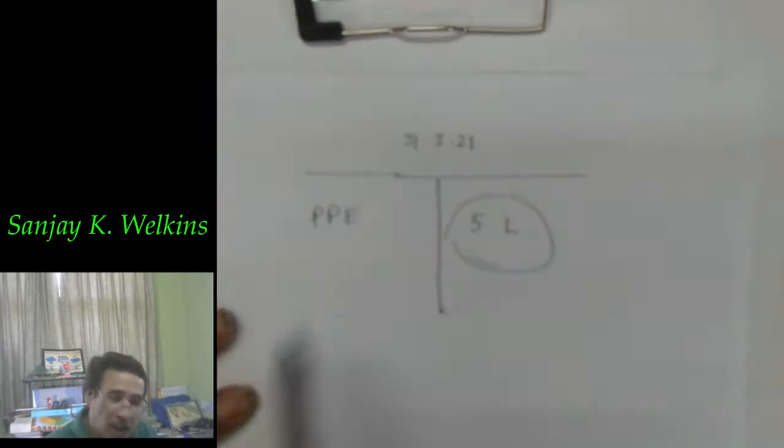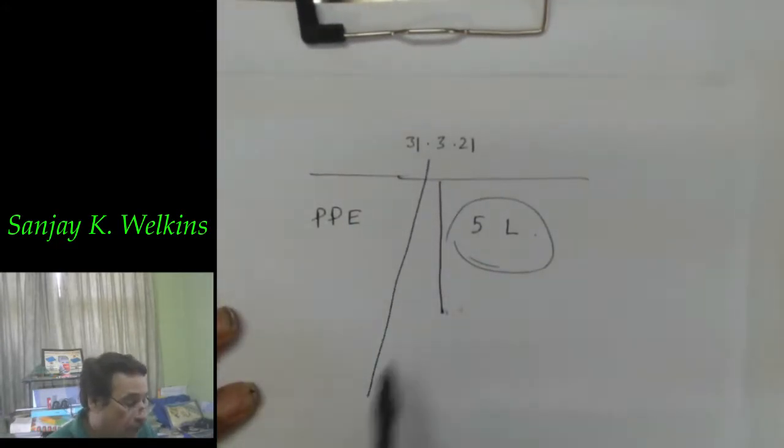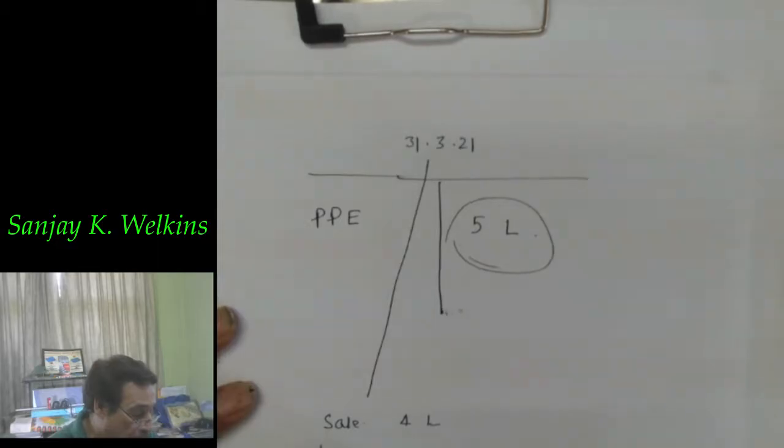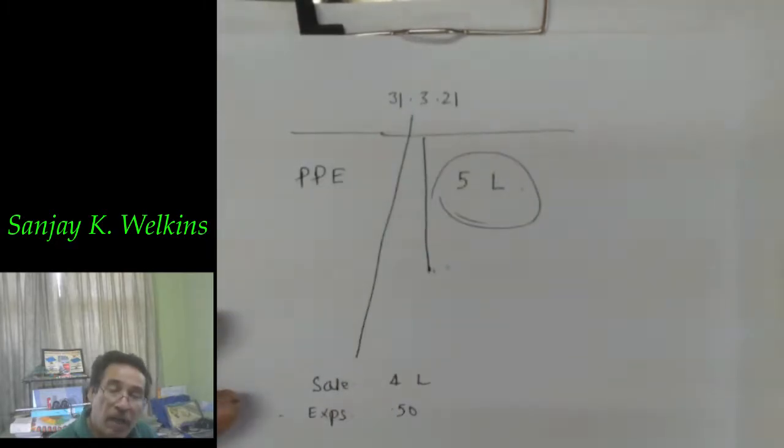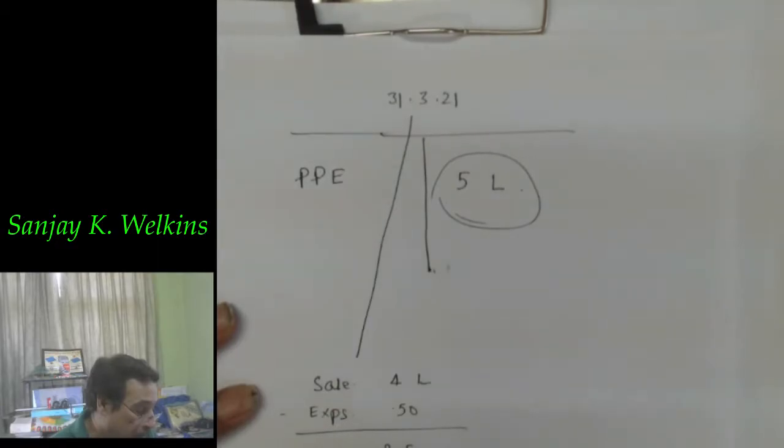However, on this particular date, if I am going to sell this item, let us say I would be able to get 4 lakh rupees, correct? Actually, if I am going to sell it today, I might have to incur some expenses also. Let us say 50,000 worth of expenses I may have to incur. So the net sale price will be equal to 3.5 lakhs.